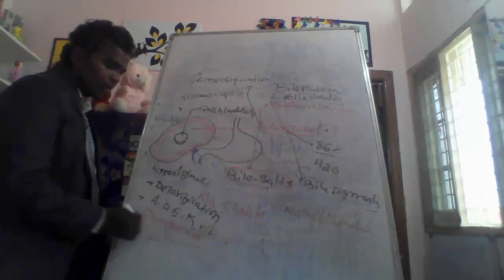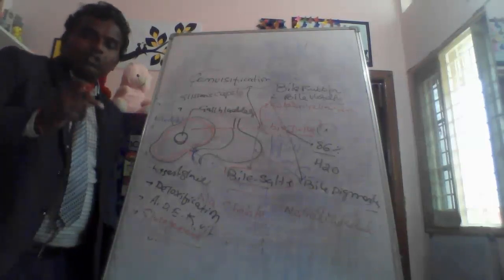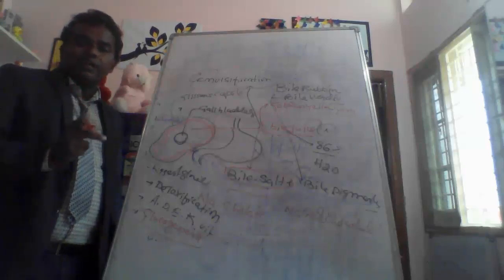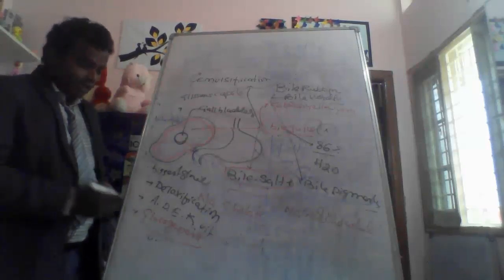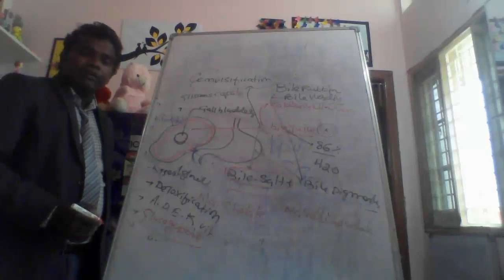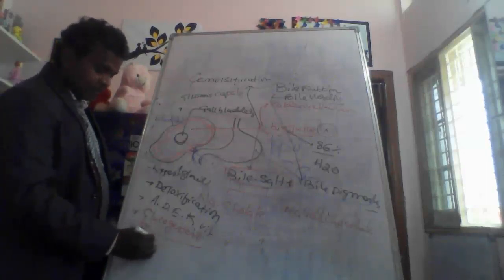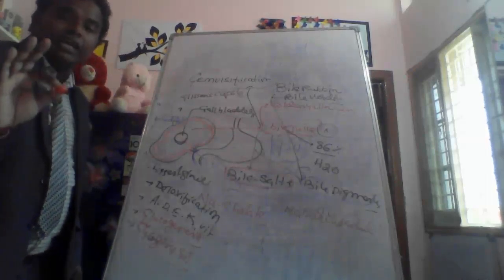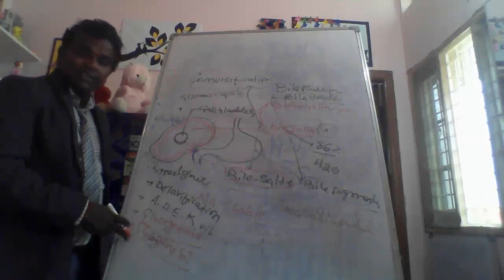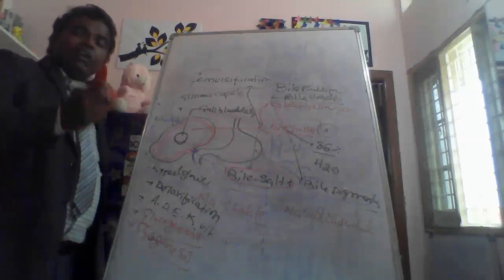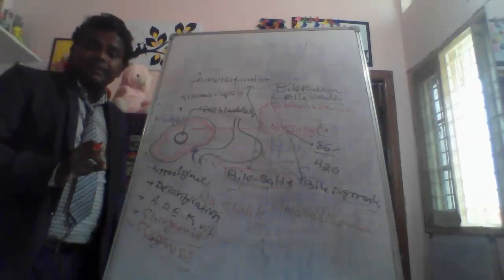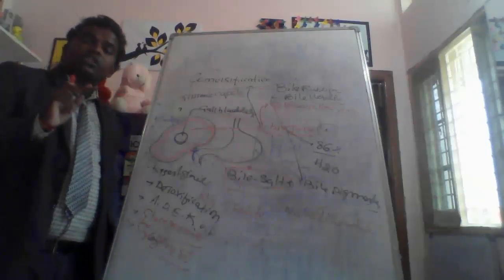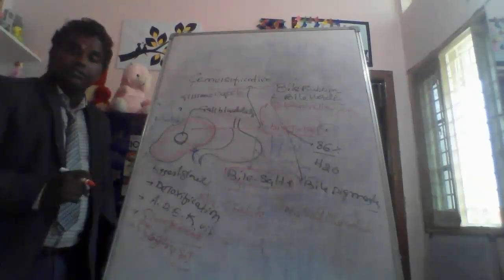glucogenesis, nothing but production of glucose. Next, it is responsible for glycogenesis. Right? That is very important. Glycogenesis means production of glycogen. That is called glycogenesis.